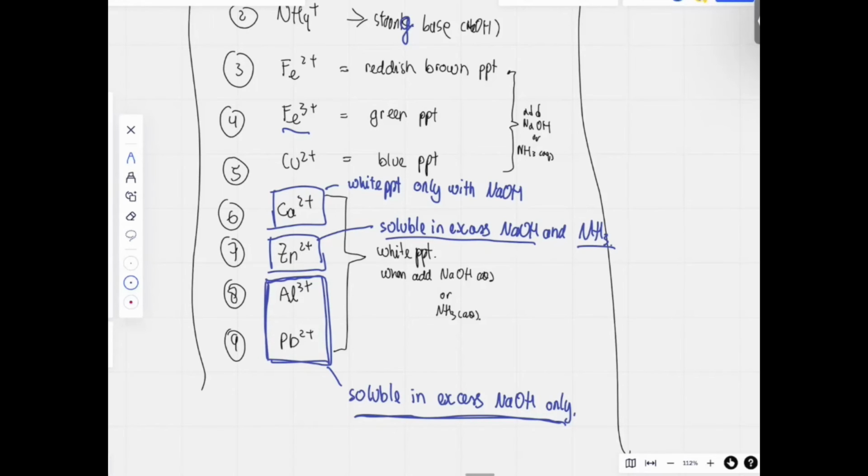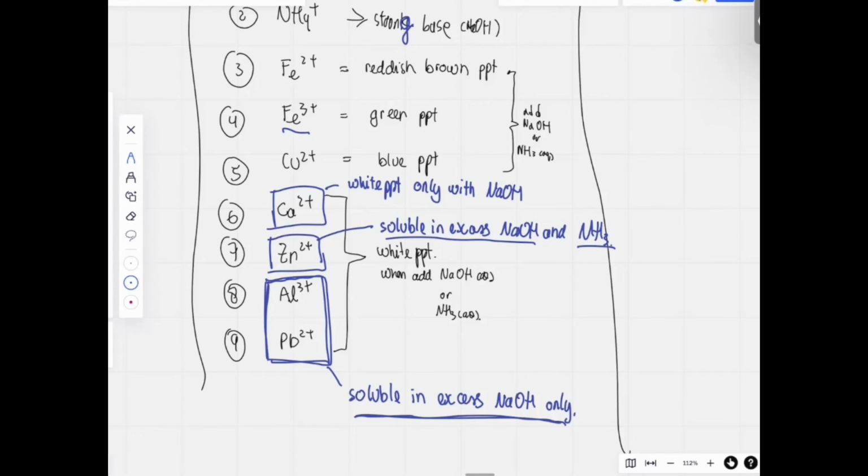Zinc2+ with sodium hydroxide, you get a white precipitate soluble in excess. If you put more sodium hydroxide, it will disappear, and then it's a colorless solution again. The same thing with zinc and ammonia. White precipitate, then you add excess ammonia, then it will disappear again.